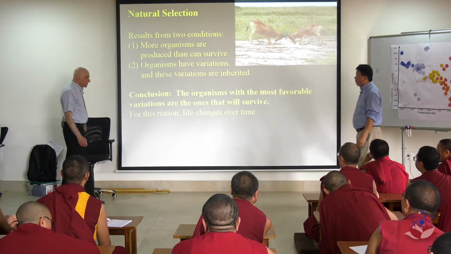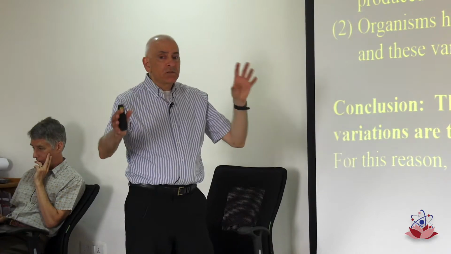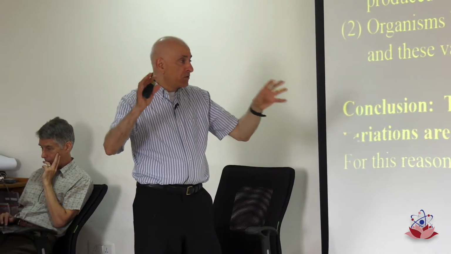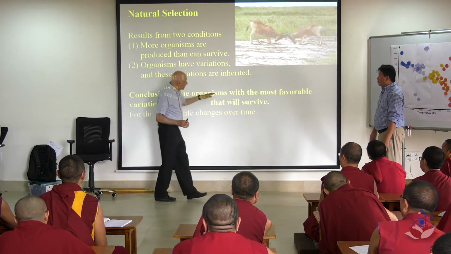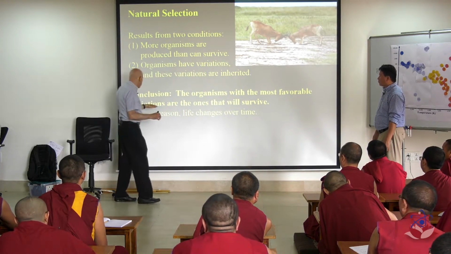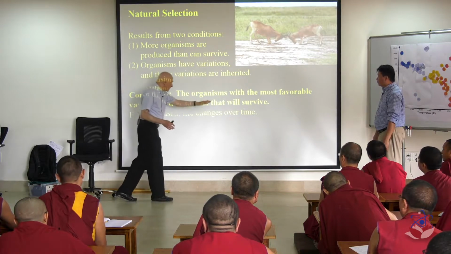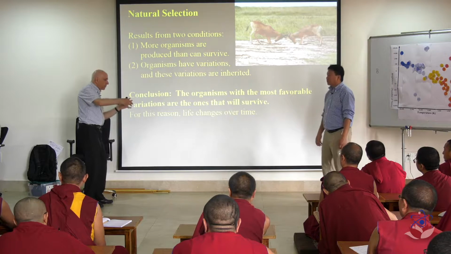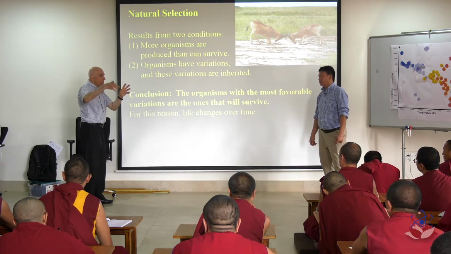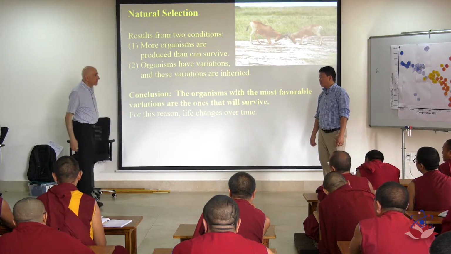So you have organisms with variations. They're different in some way, and what happens then is that the organisms with the most favorable variations for survival, they're the ones that will survive. So one kind of organism will then be able to reproduce more than another one.